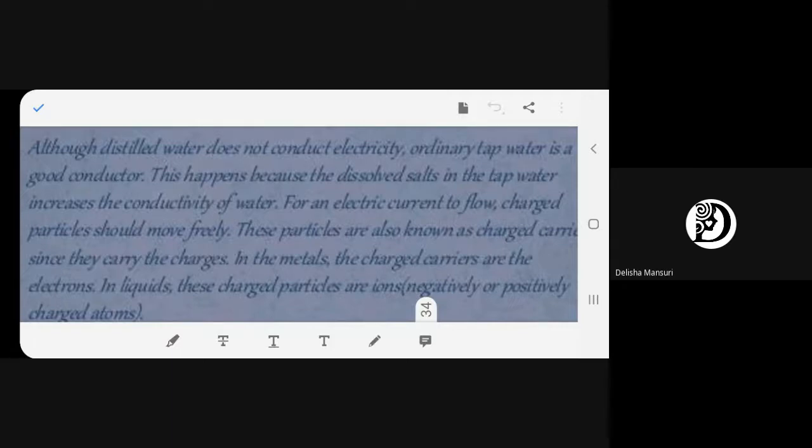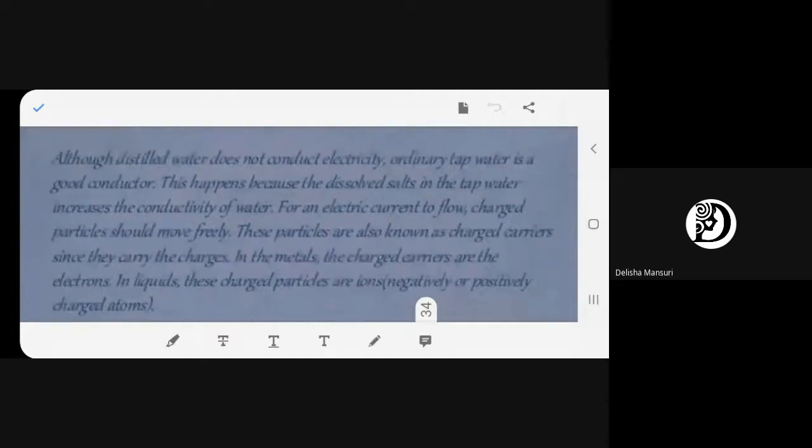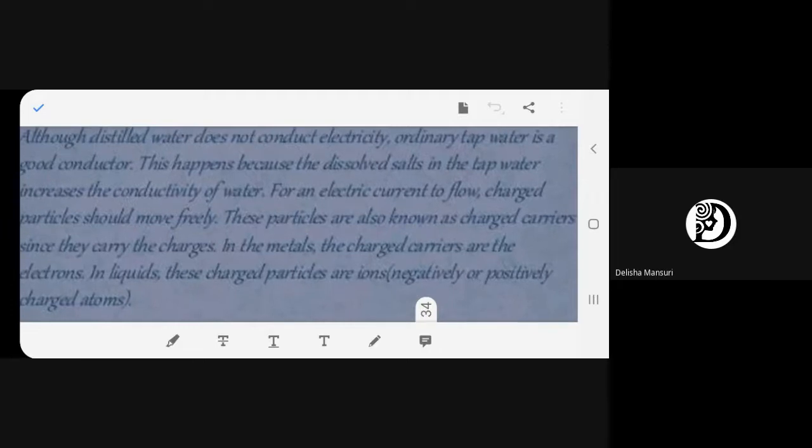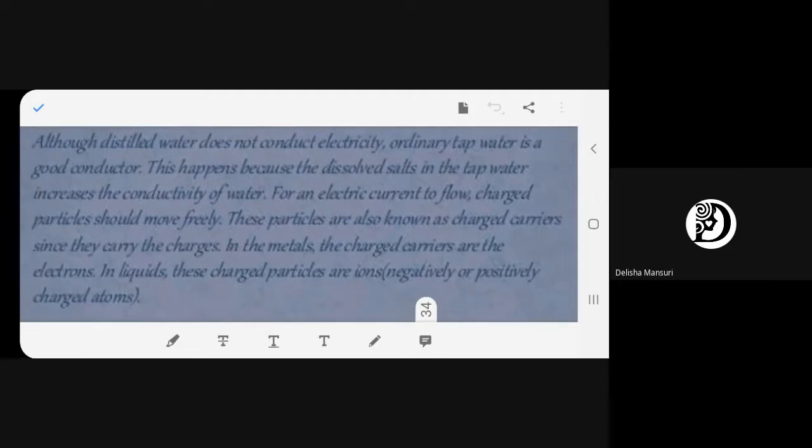For an electric current to flow, charged particles should move freely. These particles are also known as charge carriers since they carry the charges. In the metals, the charge carriers are the electrons. In liquids, these charged particles are ions, negatively or positively charged atoms.